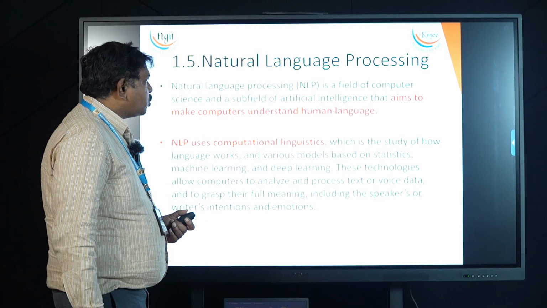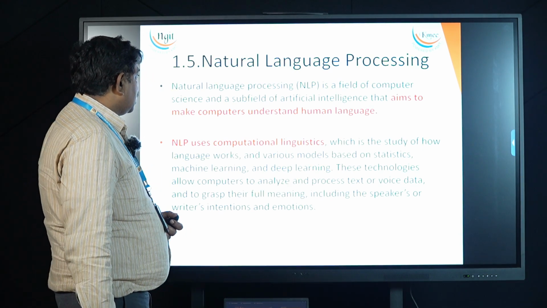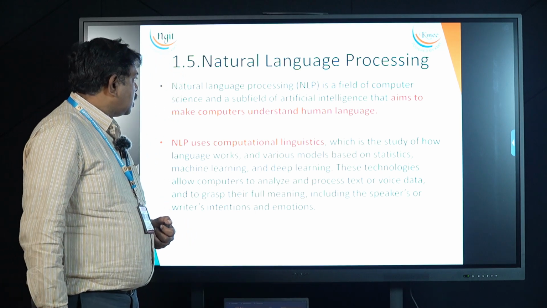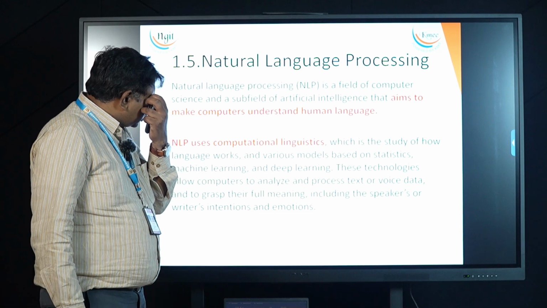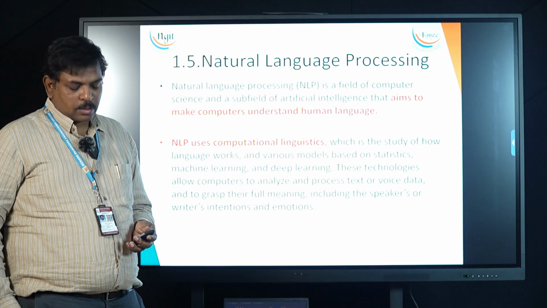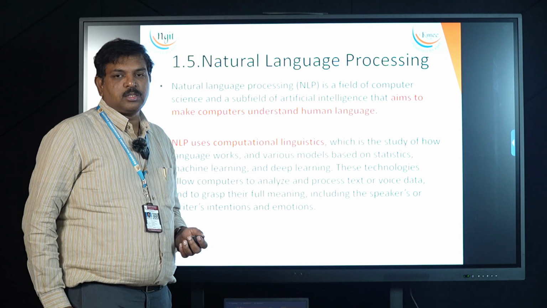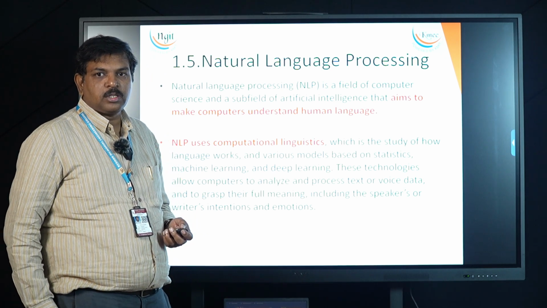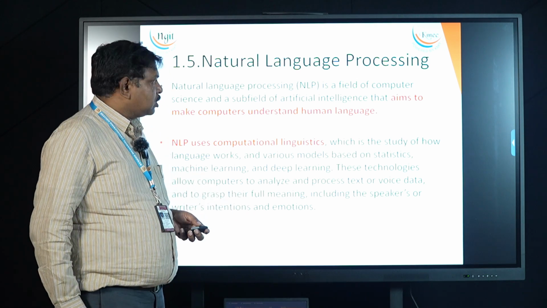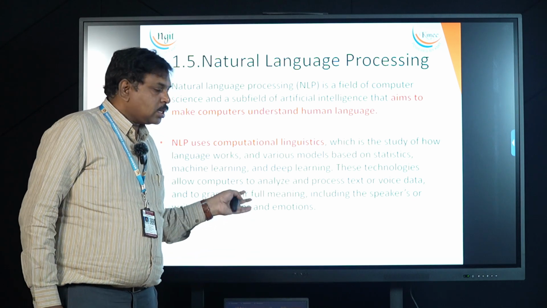Next important area, natural language processing. Natural language processing is also an important field of computer science, specifically a subfield of artificial intelligence. It makes computers understand human language, because an intelligent machine has to communicate with other agents, meaning other computer programs or other machines. It has to use some language, and while communicating it has to understand what others said.